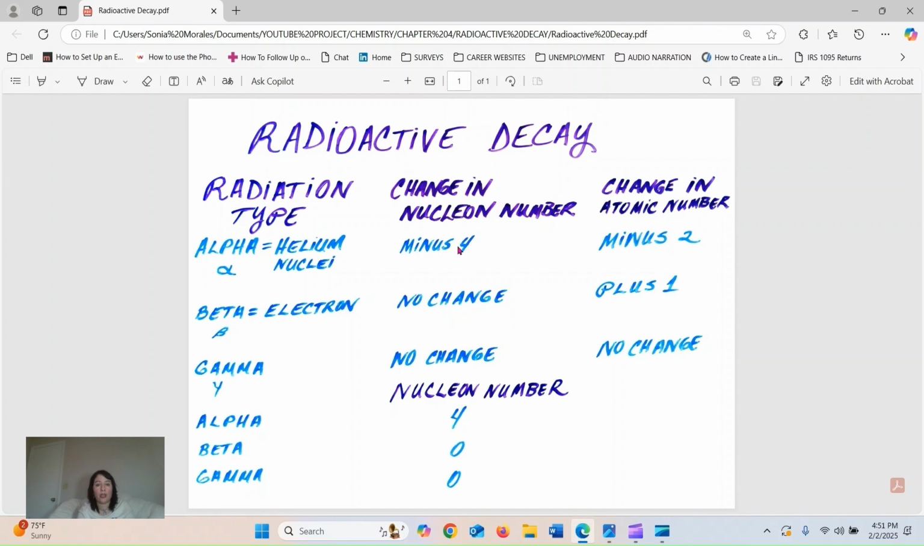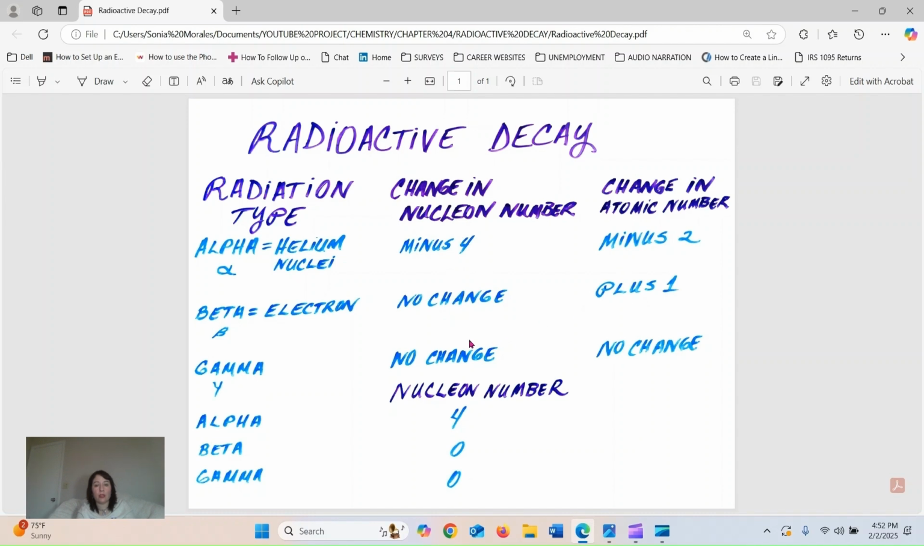So the change in nucleon number will be no change. Now the change in atomic number will be +1. Why +1? Well, in beta decay, a neutron converts to a proton. So in this case, +1.